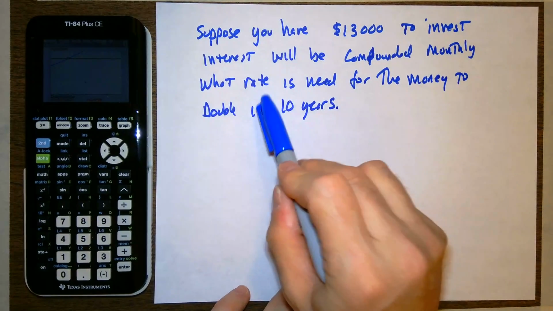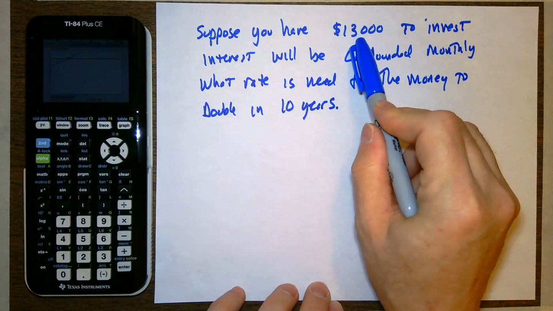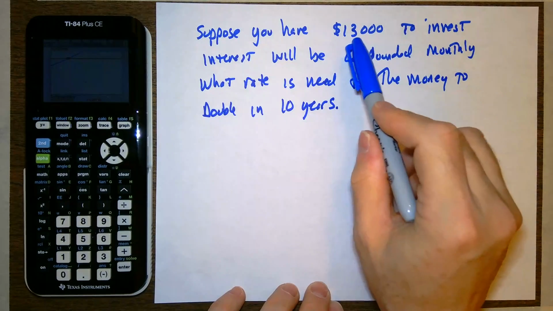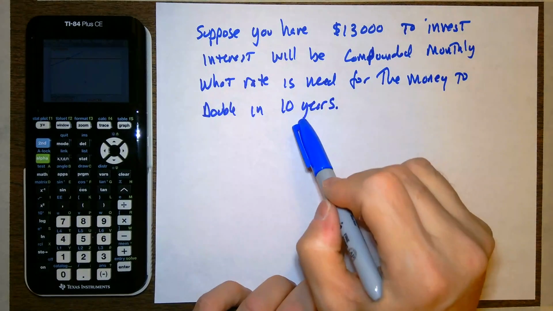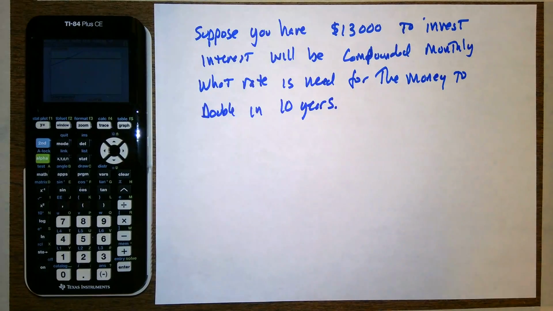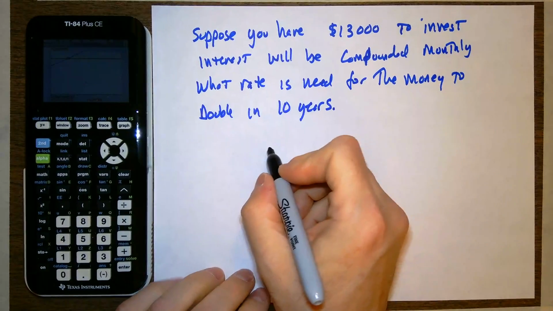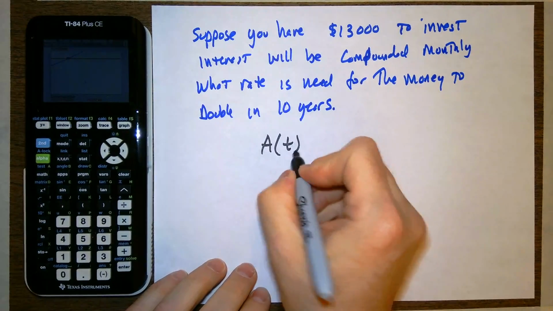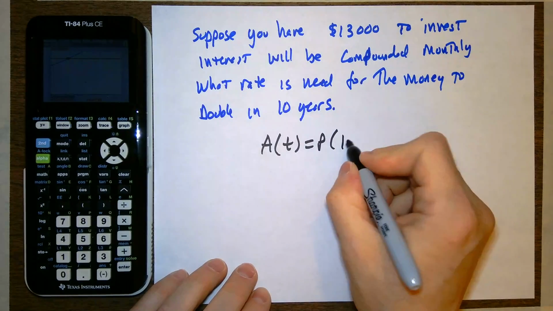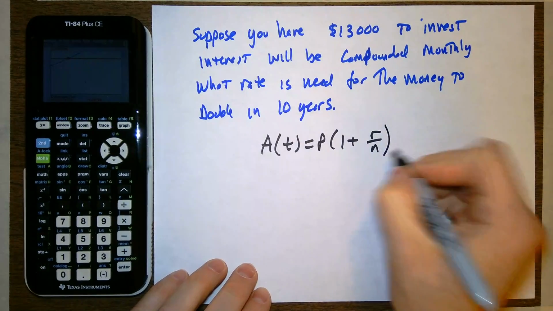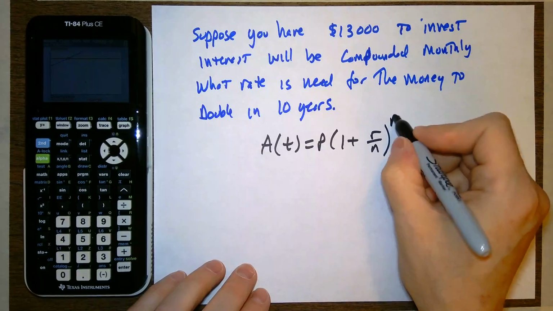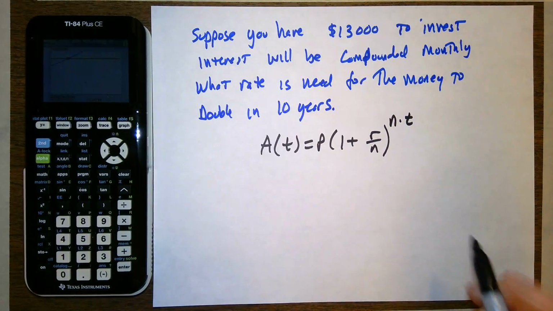Well, what rate do I need compounded monthly for that $13,000 to double, in other words, become $26,000 in 10 years? All right, as always, start by writing down the formula. Compound interest amount as a function of time is the principal times 1 plus the rate over the number of compoundings per year to the power of the number of compoundings per year times 10.